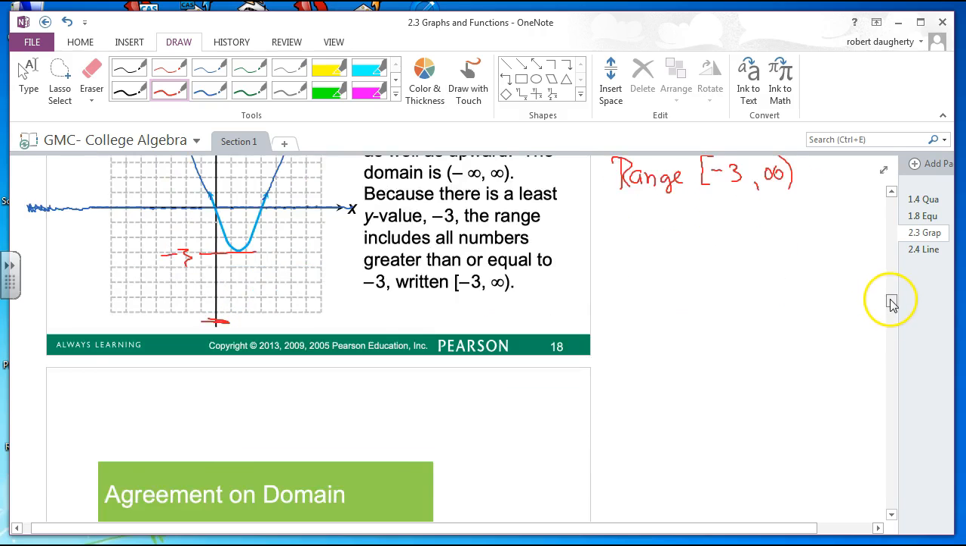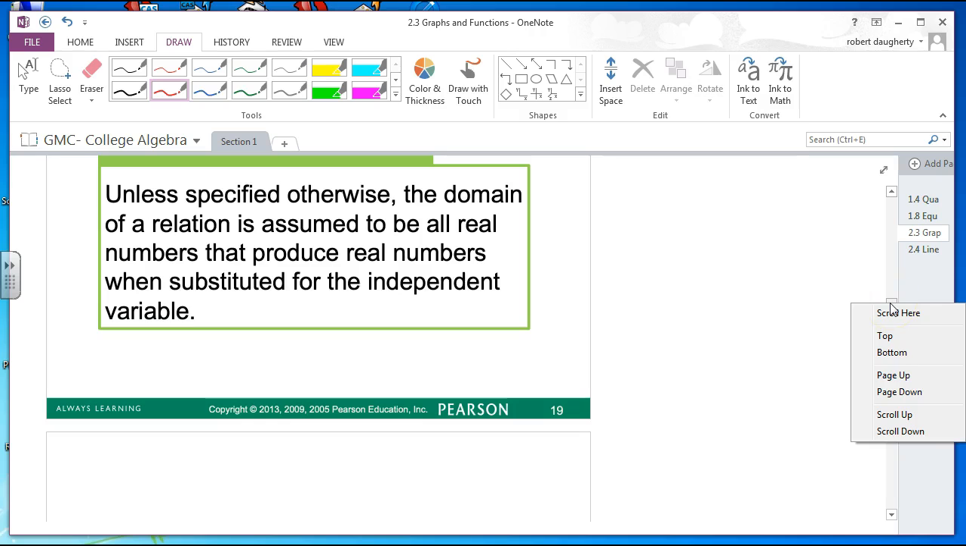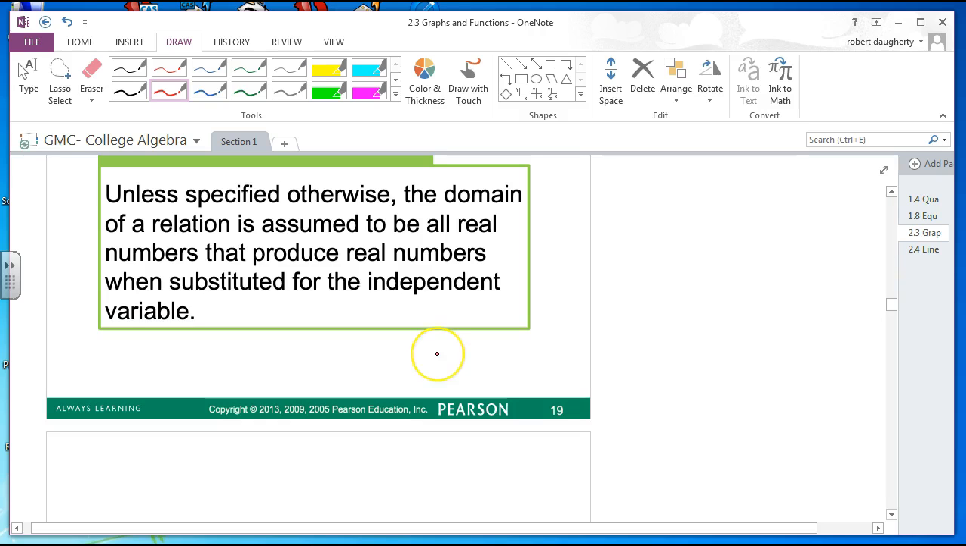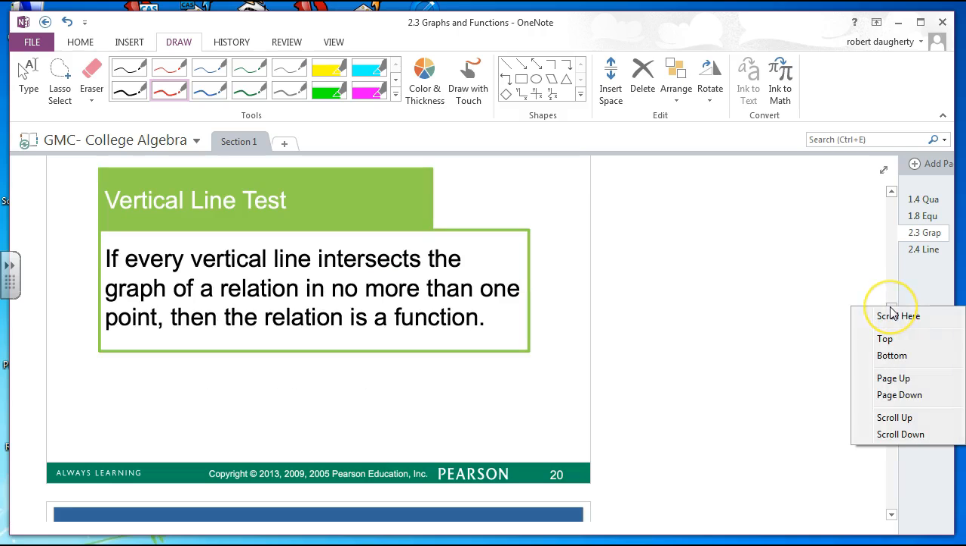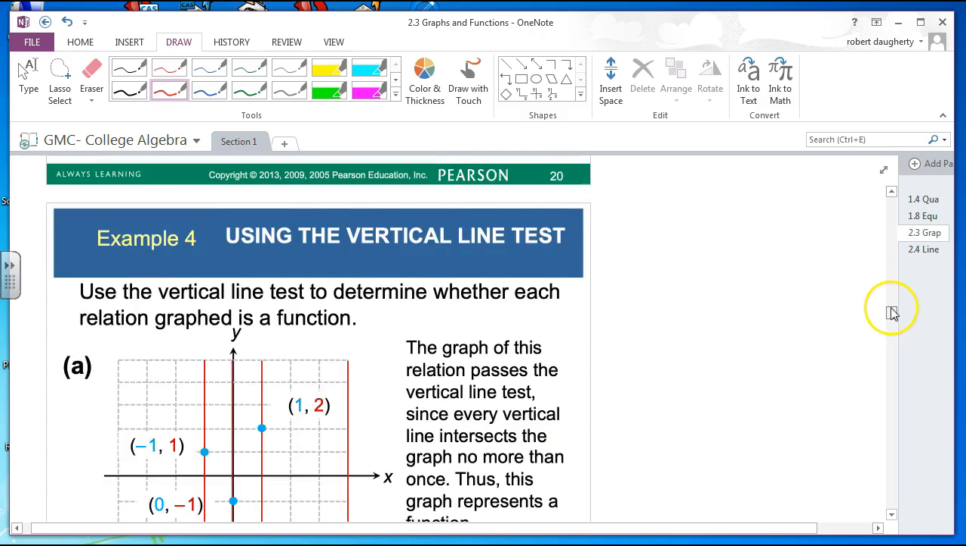So again, we're using interval notation here with domain and ranges. And we'll skip that point there. There's something called a vertical line test. When you look at a graph, you can tell if it's a function if it passes what's called the vertical line test. So rather than talk a lot about that, let's just go into an example.